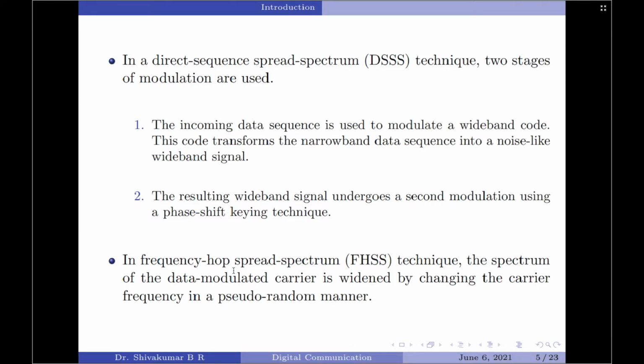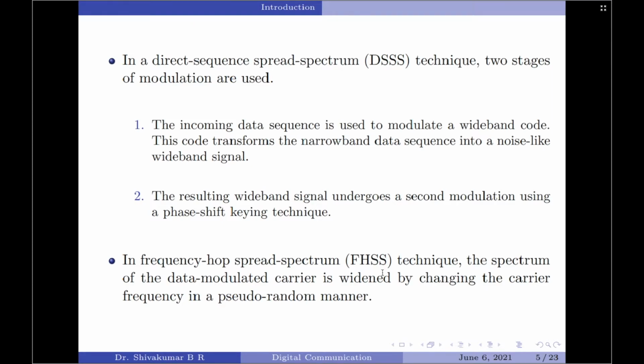Coming to the frequency hopped spread spectrum technique, the spectrum of the data modulated carrier is widened by changing the carrier frequency in a pseudo random manner. So, in DSSS, we perform instant spreading of the data sequence to make it look like a noise signal.